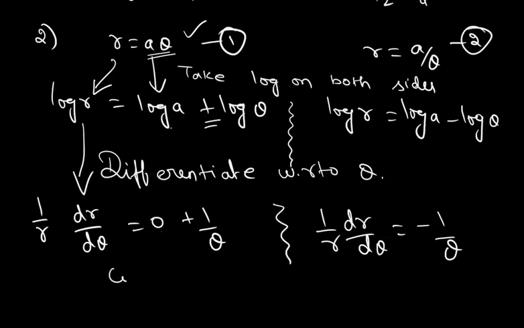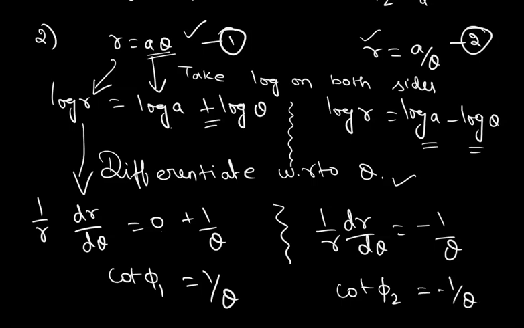Hence you will get cot phi 1 is equal to 1 by theta for the first curve. Similarly, when you see the second curve, it is log r. Log m by n is log m minus log n, numerator minus denominator. If I differentiate with respect to theta, 1 by r dr by d theta, log theta differentiation is 1 by theta. So for the second curve, cot phi 2 is nothing but minus 1 by theta.